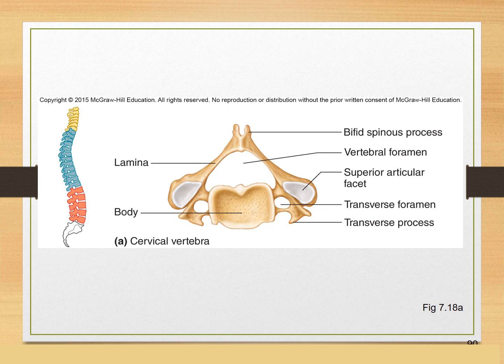This picture is showing a typical cervical vertebrae. You can see the bifid spinous process and the extra holes located in the transverse process, which are known as transverse foramina. So whenever you see the extra set of holes, you automatically know that this is a cervical vertebrae.